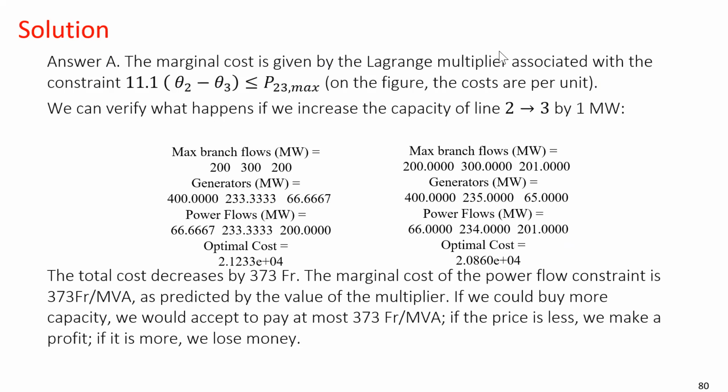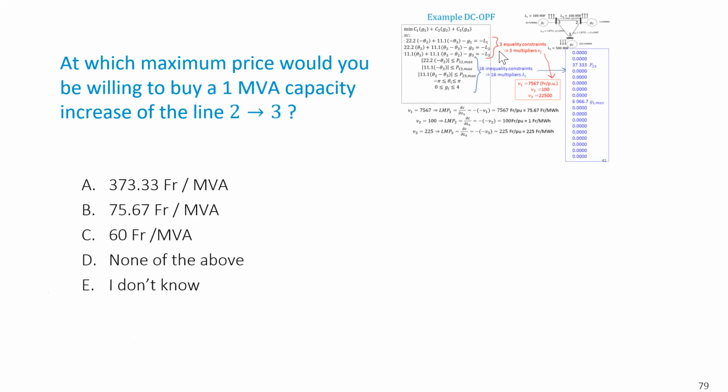Well, the marginal cost is given by the Lagrange multiplier associated with a constraint, the constraint P23 max. Now we need to zoom onto all those constraints. We see there is one here that corresponds. Now there was a rescaling here. Because of the rescaling, that gives this. We need to change the unit, and that gives this in francs per megawatt here.